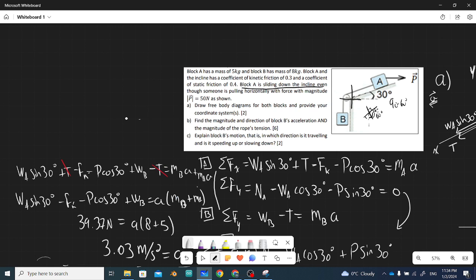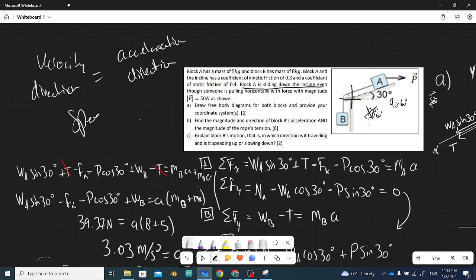Now if velocity has the same direction as the acceleration, it means that it is accelerating, it is speeding up. This is the case because the velocity is downwards, as I said here, sliding down, and the acceleration is also downwards, which we proved now. So this means that it is speeding up, and that's the final answer.